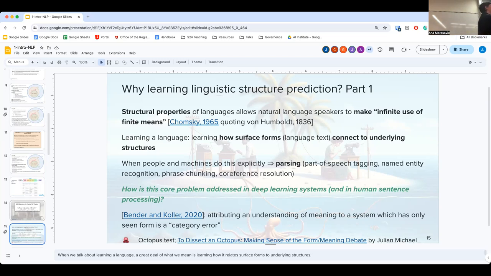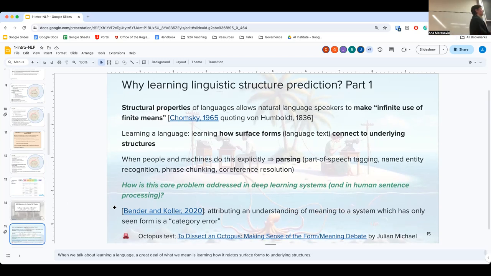Bender and Koller in 2020 released this huge paper for our community that has said that attributing an understanding of meaning to a system which has only seen form is a categorical error, meaning we are talking about two completely different things. And to illustrate that point, they show this octopus test where they say, imagine an octopus that has a way to listen to a communication between two people who are stranded on two completely independent islands, but they have a telegraph. Somehow this octopus can listen to their conversation, but it never sees anything that they are describing, because the octopus is in the sea, while they are outside and can see many other things that a creature purely in the sea could not see. And then they build the argument around that, like how you can follow and pretend you can understand the conversation without actually understanding it.